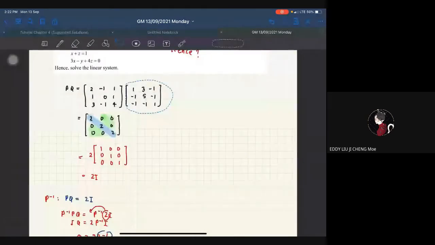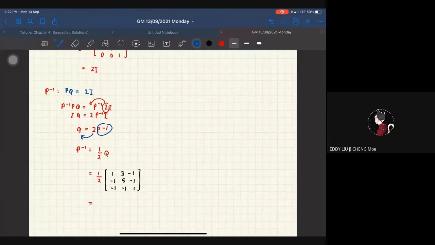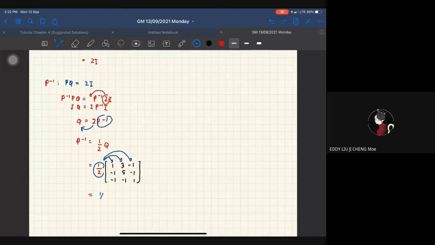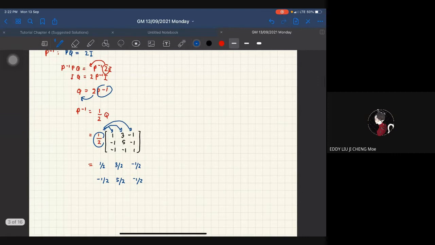Okay, so finally, the last step is just to expand this into each of the elements inside the matrix. So we have 1 over 2, 3 over 2, -1 over 2, and then -1 over 2, 5 over 2, -1 over 2, -1 over 2, -1 over 2. So many -1s. And then 1/2. Okay, so this is your inverse matrix.